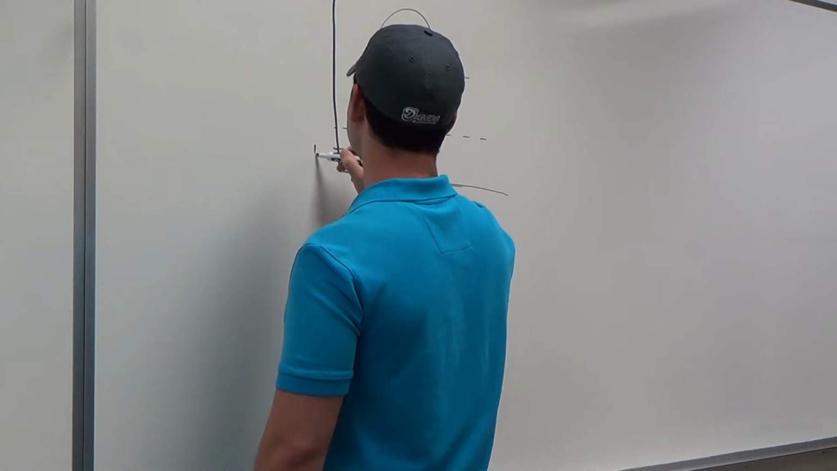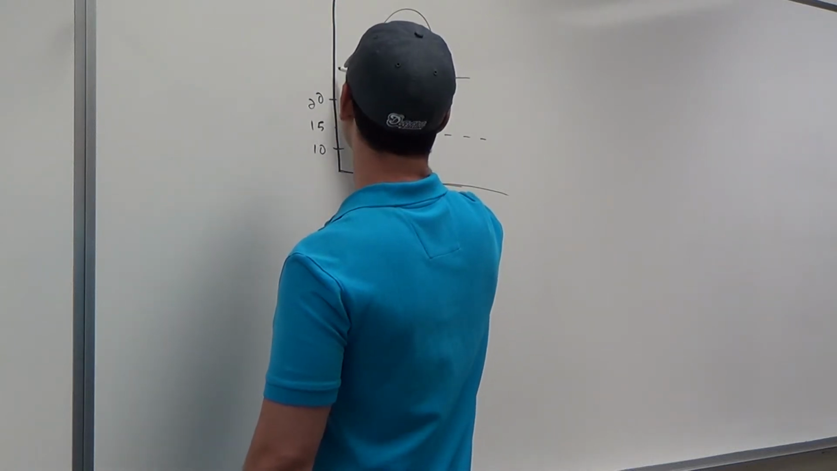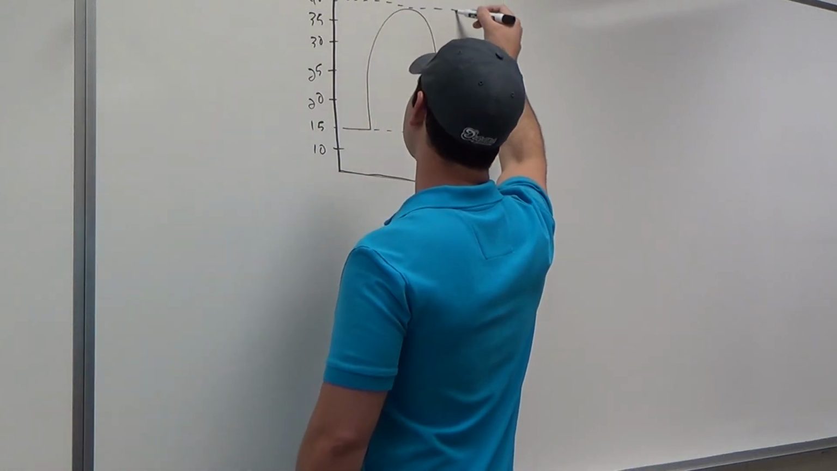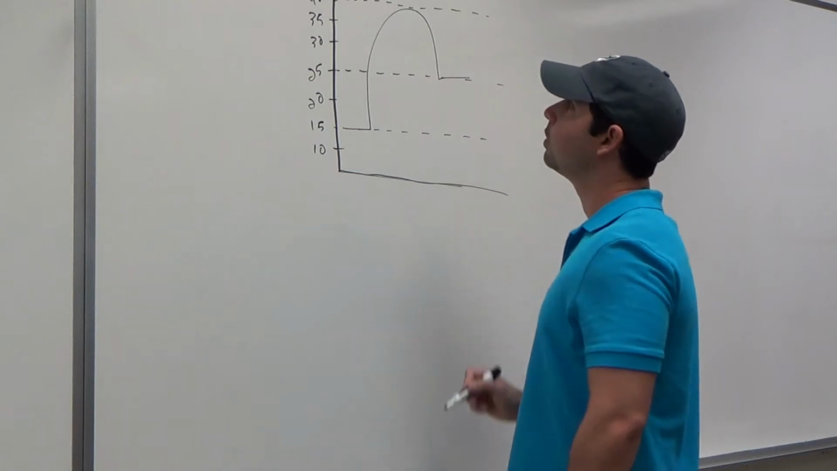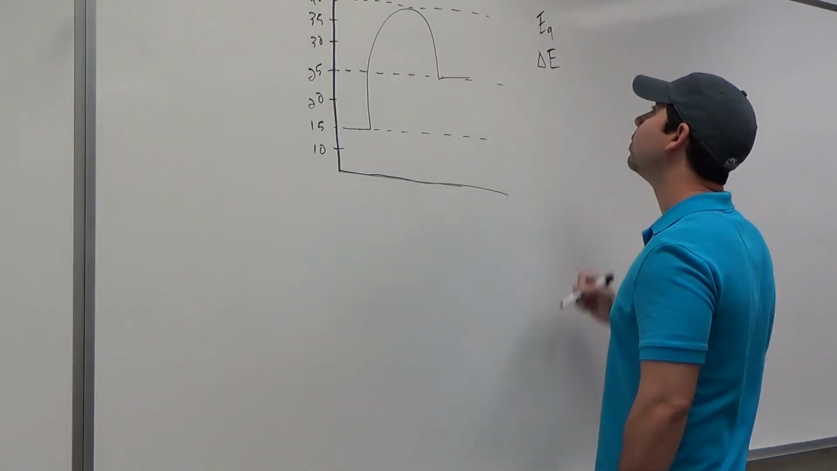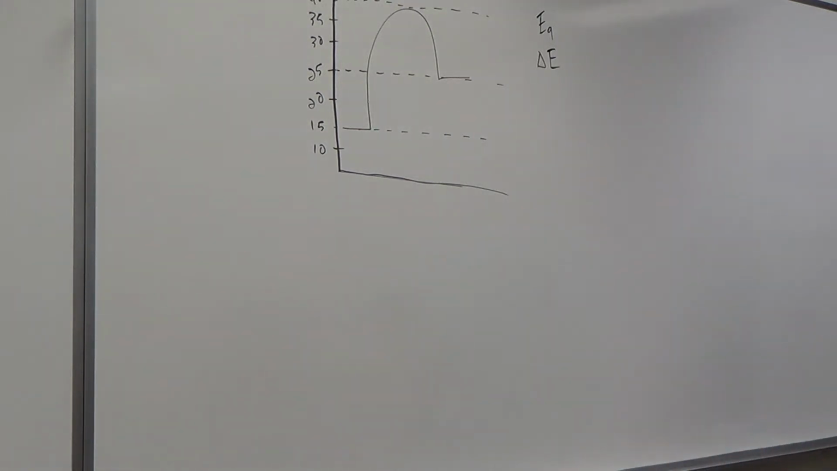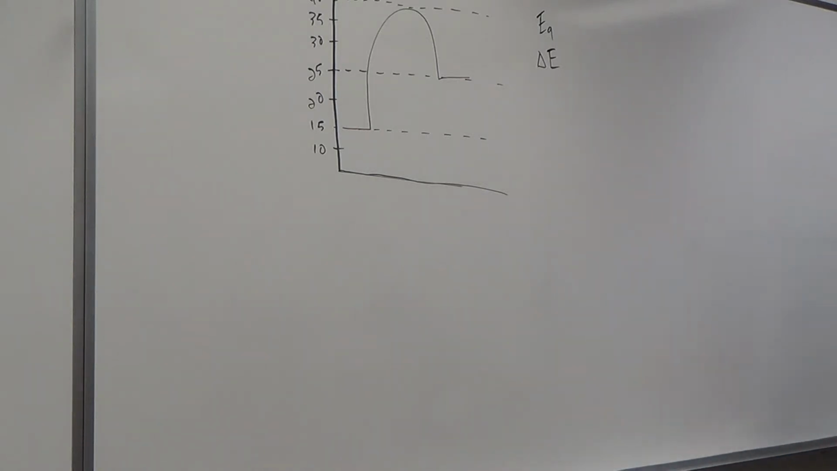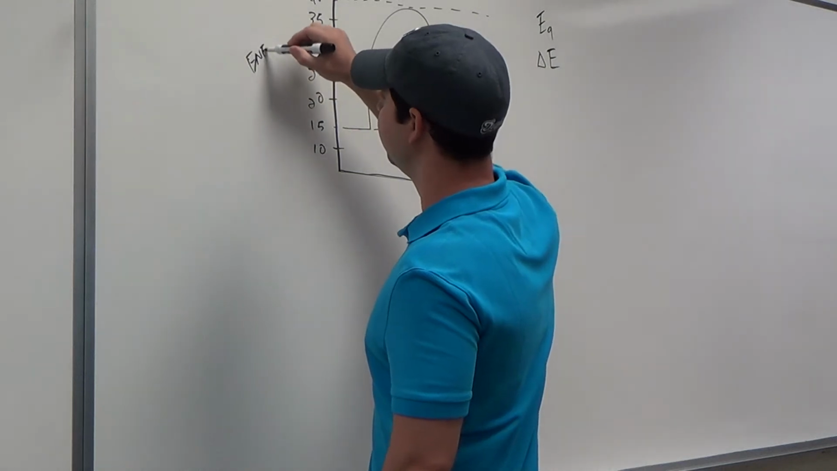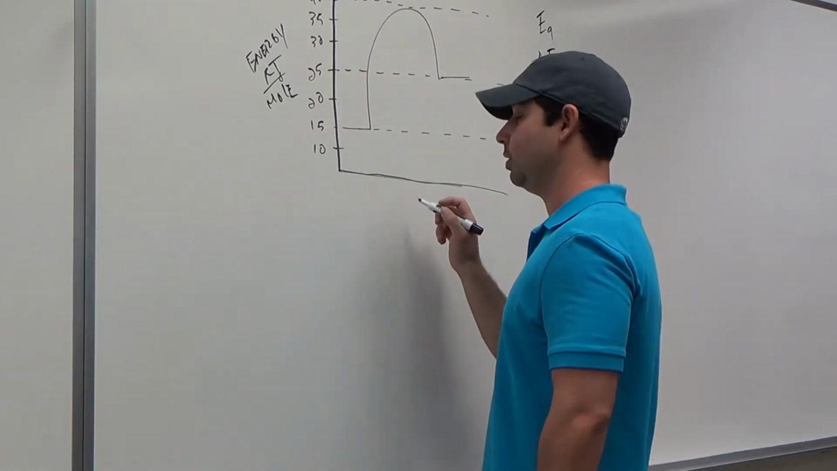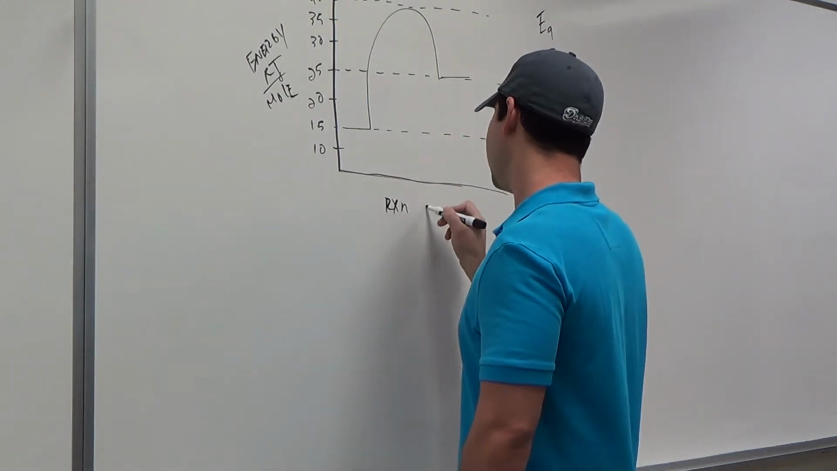Let's say this is 10, 15, 20, 25, 30, 35. I want you to calculate the energy of activation for this reaction, and the change in energy, and tell me if it is exothermic or endothermic. Here on this side you have energy in kilojoules per mole. And here we have reaction coordinate.